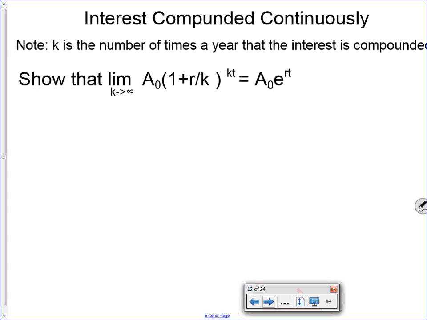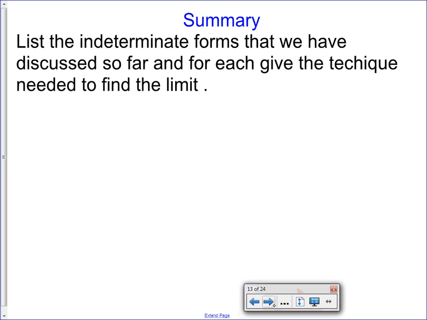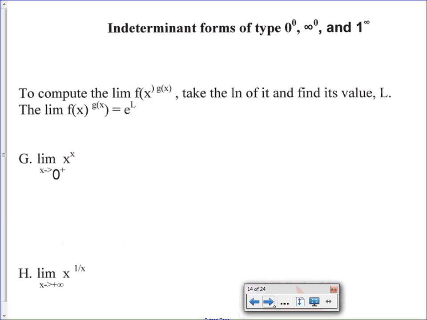Do you want to do this? You don't? No, I just thought you guys would be interested. I thought the kids want to know where e comes from. All right. So is this the end of this?